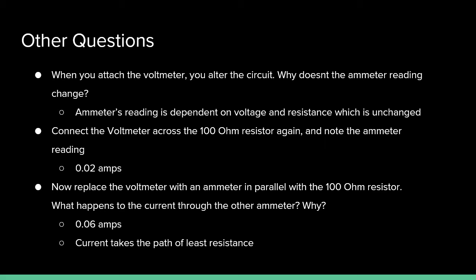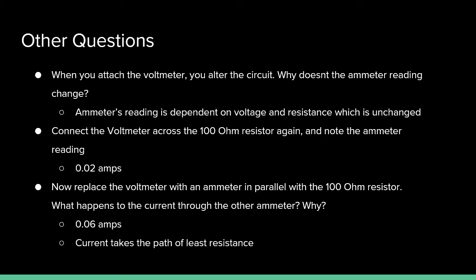So other questions on part 1. When you attach a voltmeter, you alter the circuit. Why doesn't the ammeter reading change? So the ammeter's reading is actually dependent on voltage and resistance through Ohm's law, and both these values are unchanged. So now connect the voltmeter across a 100 ohm resistor and note the reading.